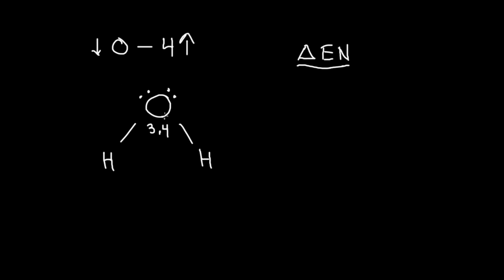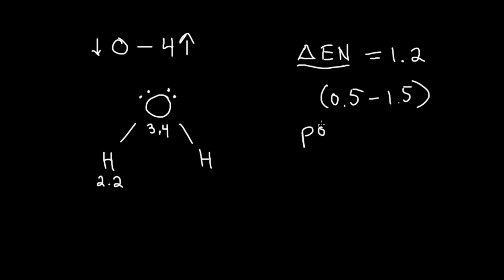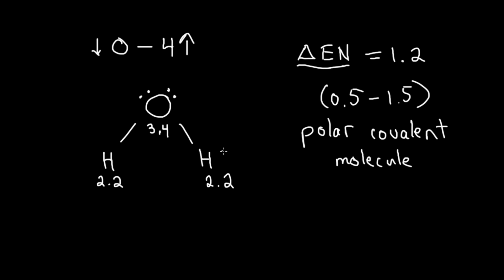At 3.4 is oxygen, so it's quite high. It's very close to 4. However, hydrogen has electronegativity of about 2.2. So they're going to have a difference in electronegativity of 1.2. And whenever the difference in electronegativity is anywhere between 0.5 and 1.5, we have a polar covalent bond. So our water molecule here is going to possess polar properties.